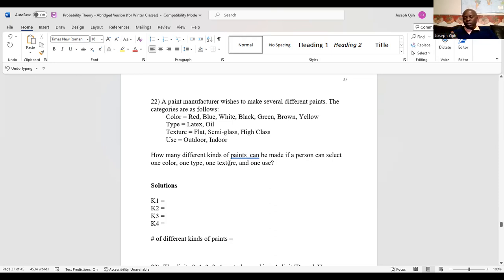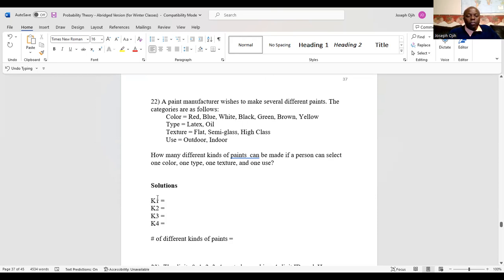The first thing we do, like the previous example, is to list the number of possibilities. So color has how many possibilities? 1, 2, 3, 4, 5, 6, 7. Type has 2 possibilities, latex and oil. Texture has 3 possibilities: flat, semi-glass, high class. Use has 2 possibilities, outdoor and indoor.